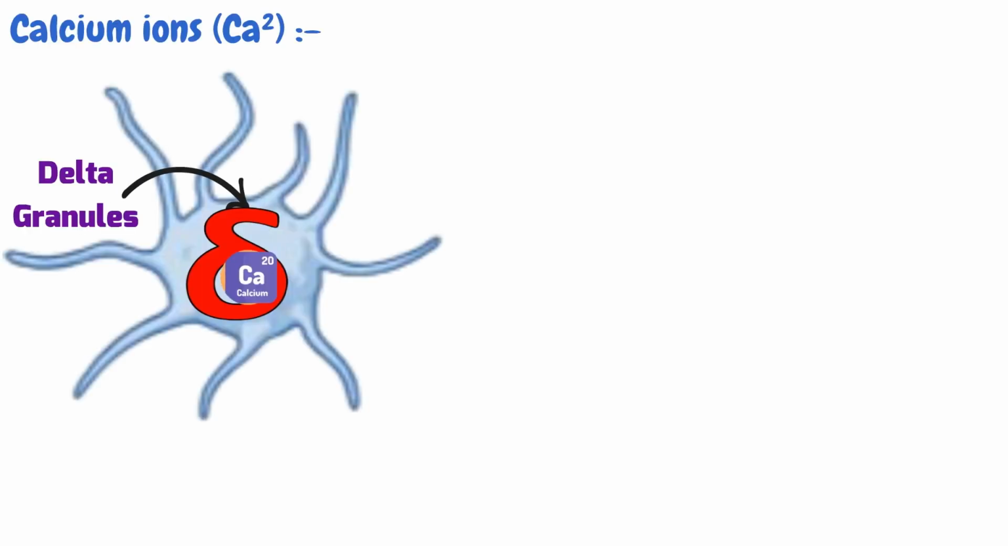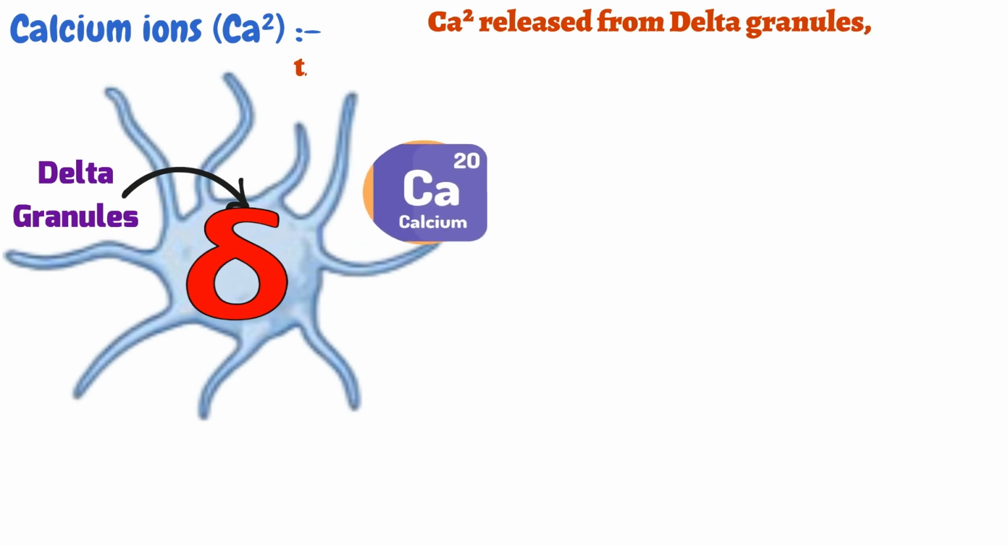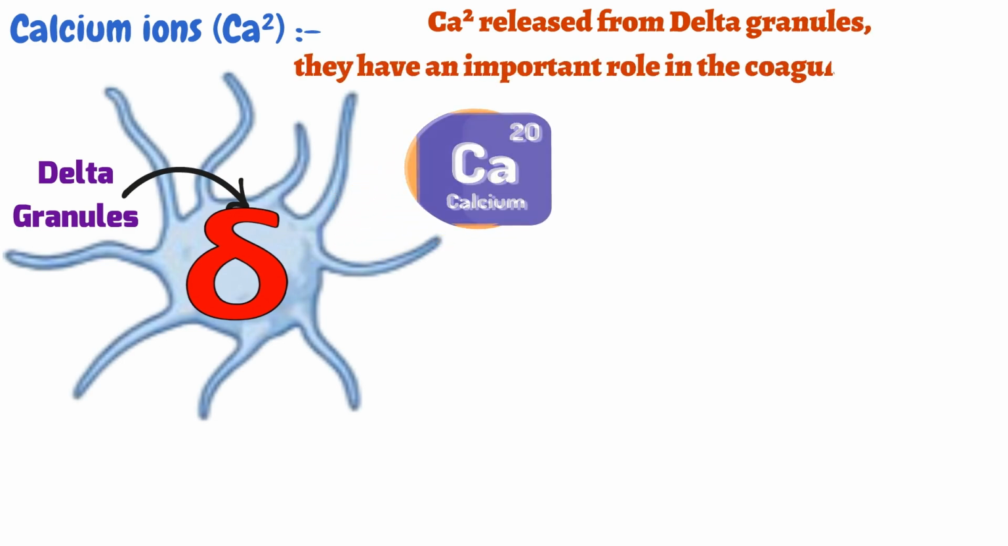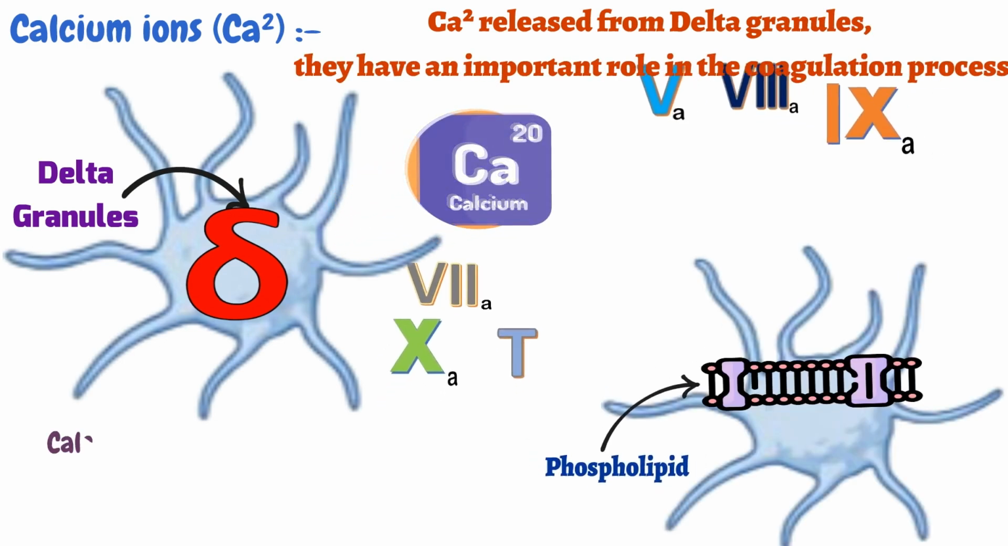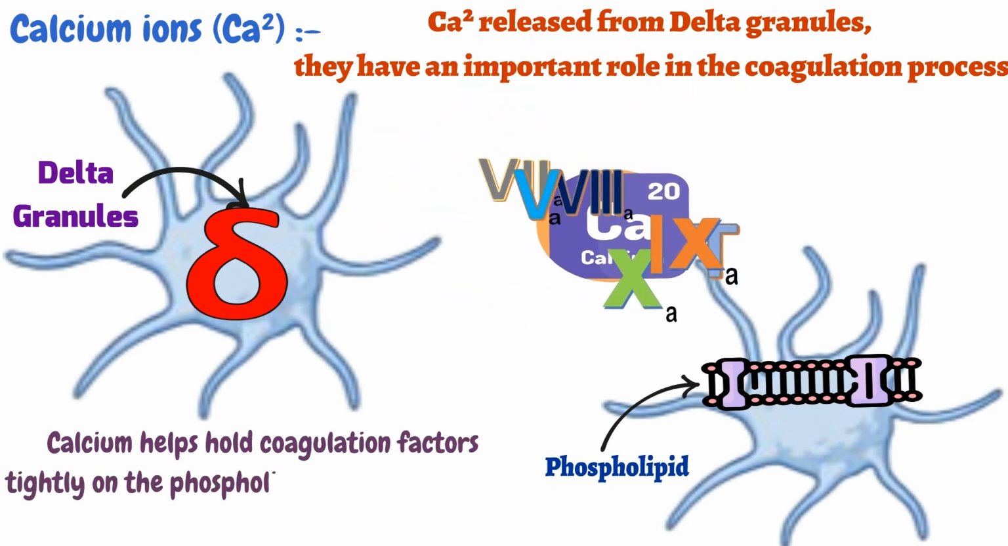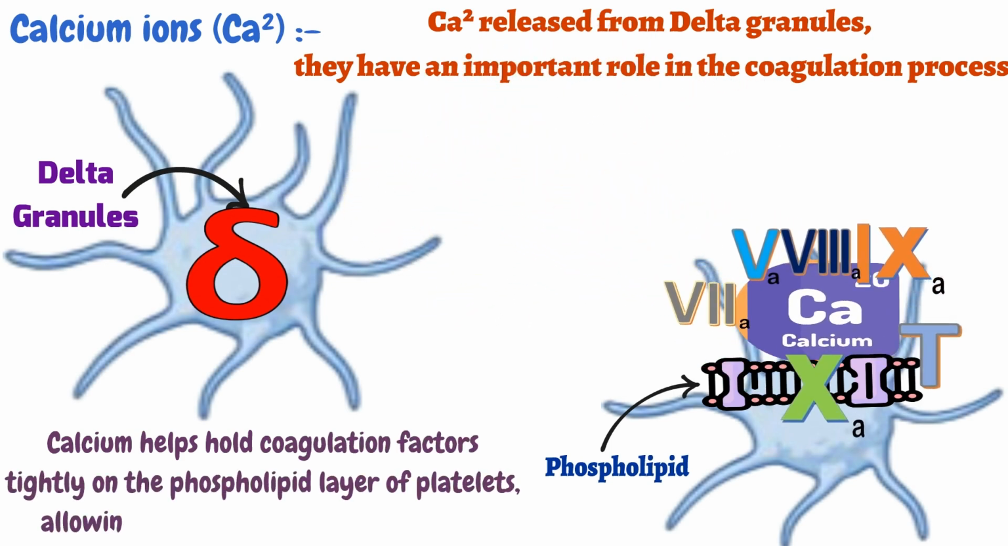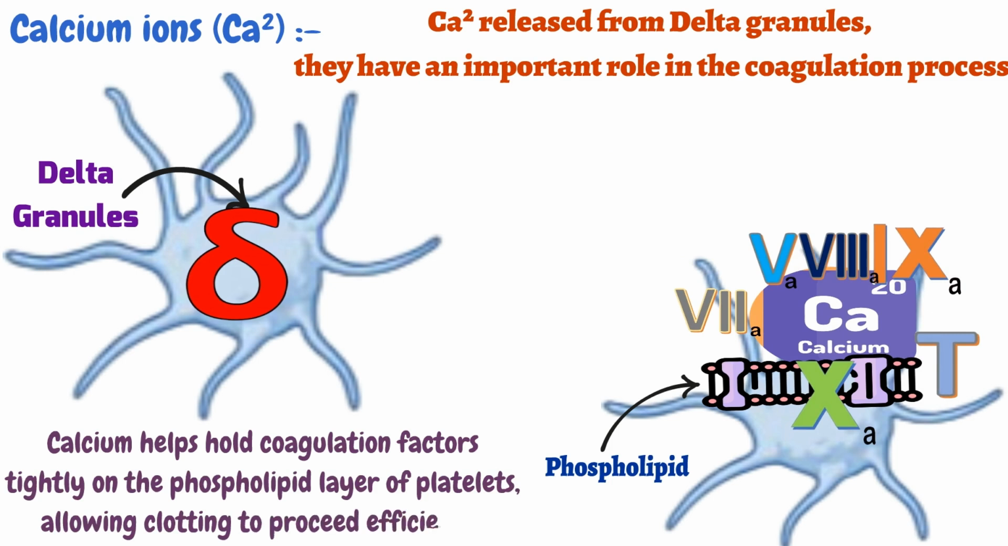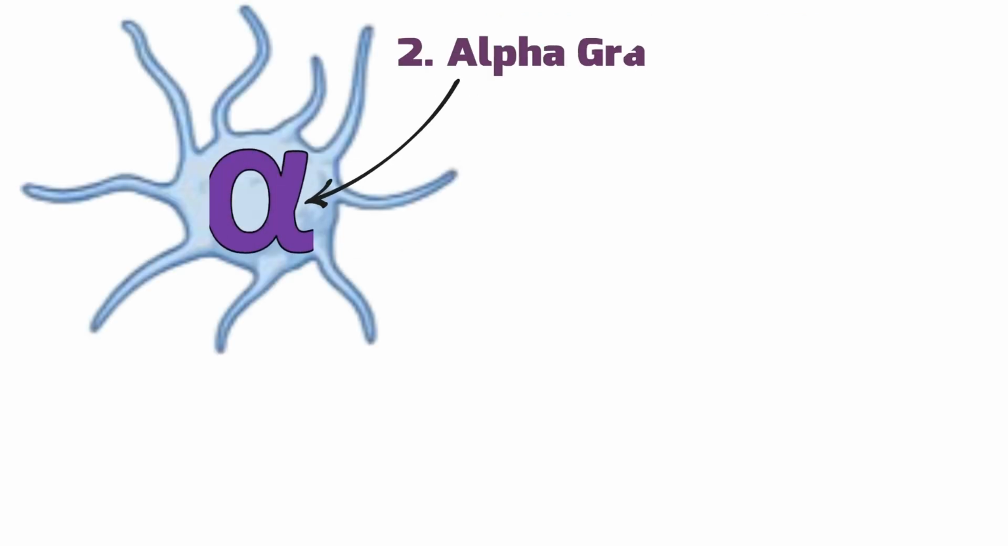Calcium ions are released from delta granules. They have an important role in the coagulation process. Calcium helps to hold the coagulation factors tightly on the phospholipid layer of platelets so that the coagulation process occurs effectively. Now, second is alpha granules.